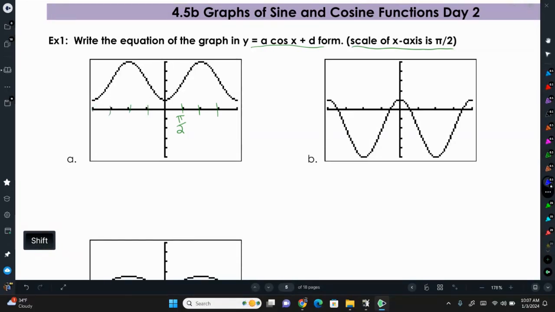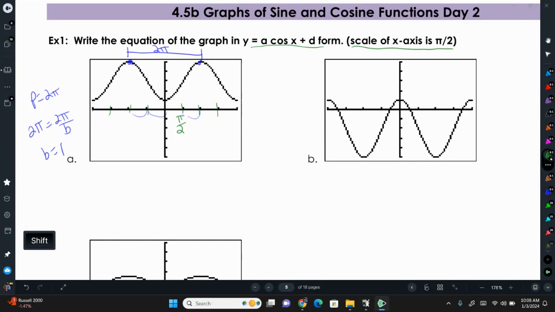To calculate the period, I'm going to go from the top to the top and ask, what is this distance here? Well, if each of these tick marks is pi over 2, we have 1 pi over 2, 2 pi over 2, 3 pi over 2, 4 pi over 2, which is 2 pi. So this distance is 2 pi, so the period equals 2 pi. So 2 pi equals 2 pi over b, so our b value must be 1. That's what I was saying earlier, based on the directions, the period for all of these would be 2 pi. But that's how you would figure it out.